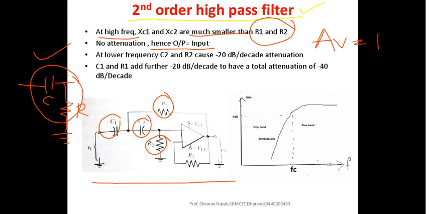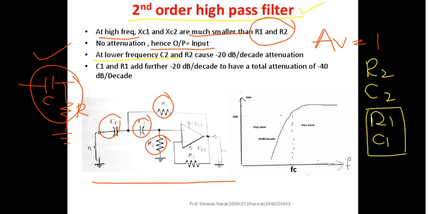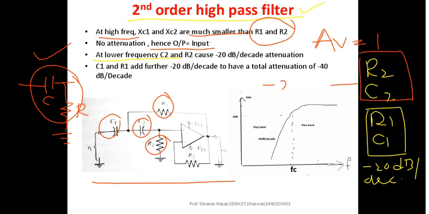So you have got two types of attenuation provided by the two rungs of the ladder here. One is due to R1 and C1: there will be an attenuation of minus 20 dB per decade, which is added to the attenuation due to the other rung, that is R2 and C2, as you can see in this diagram. Another minus 20 dB per decade will be added, which gives a total attenuation of minus 40 dB per decade.